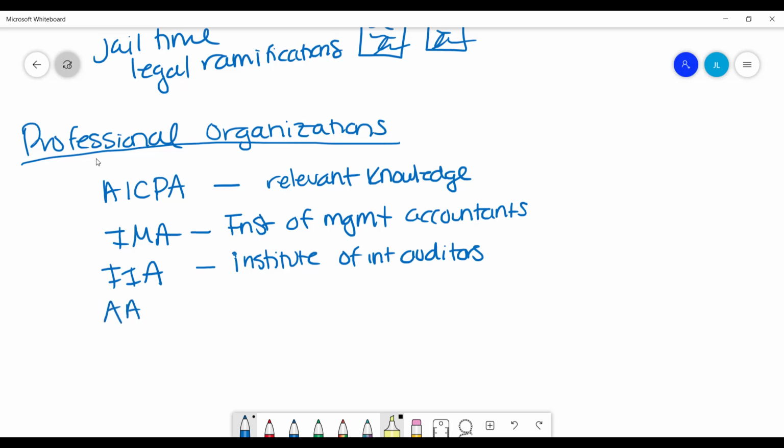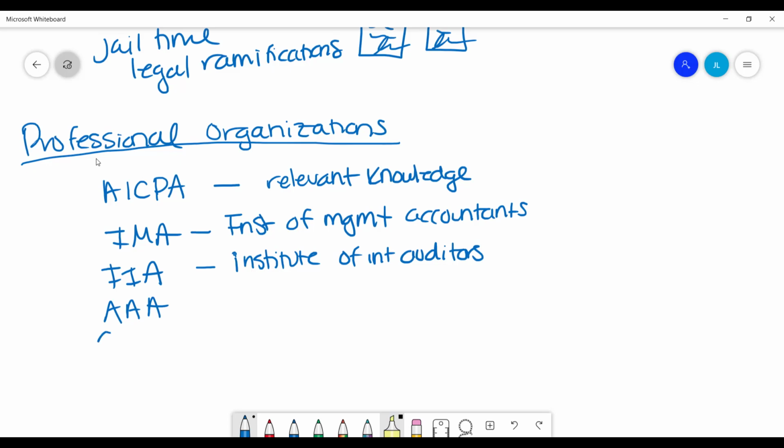There's also the American Accounting Association. Their focus is more on furthering the discipline and professional accounting through education, research, and service. So they're more focused on the education side of things. And you'll see more accounting teachers and educators involved with the AAA as opposed to those other organizations.